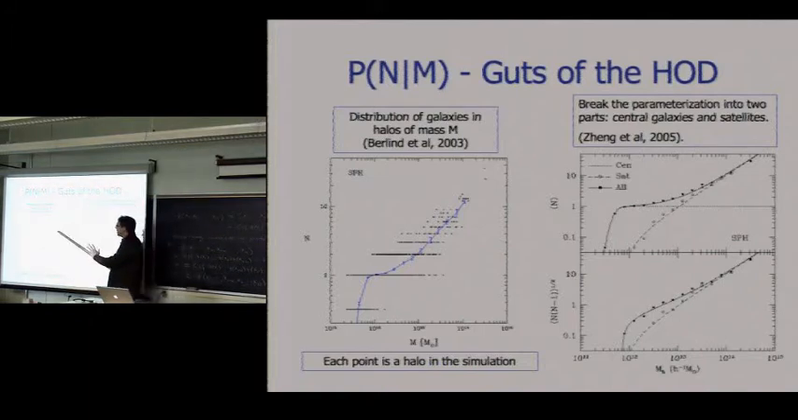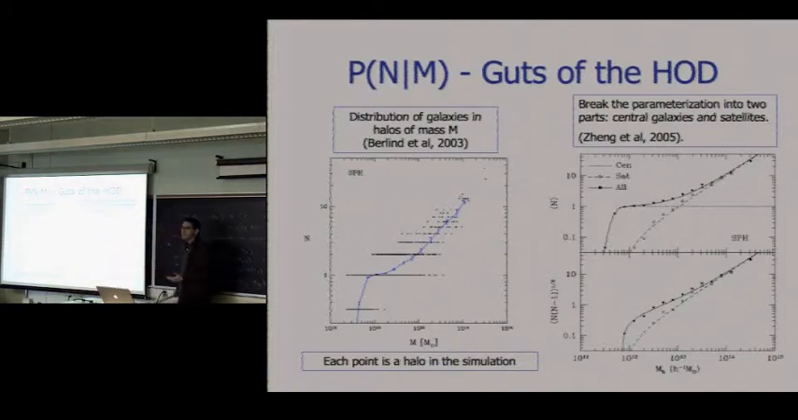So if we go back to that hydrodynamic simulation I showed a couple of slides ago, you can look directly at P(N|M) for the entire simulation. So this is halo mass on the x-axis and the number of galaxies in each halo on the y-axis. If you look at 10 to the 13 solar masses here, most halos have 1, some have 2, 3, 4, whatever, sort of a roughly Poissonian distribution. And the blue line then is just binning things up as a function of mass. So this is what we call the mean occupation function.